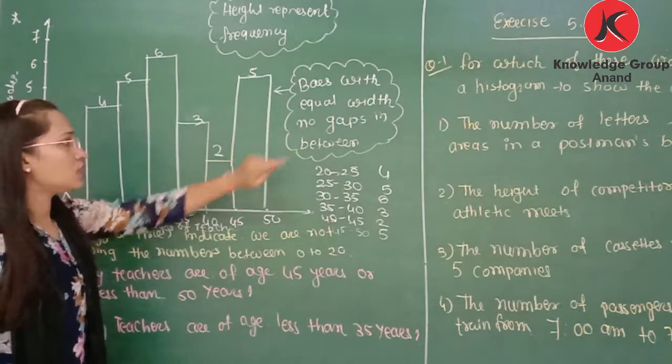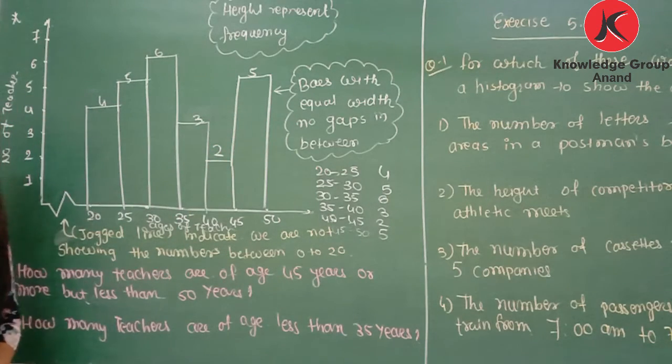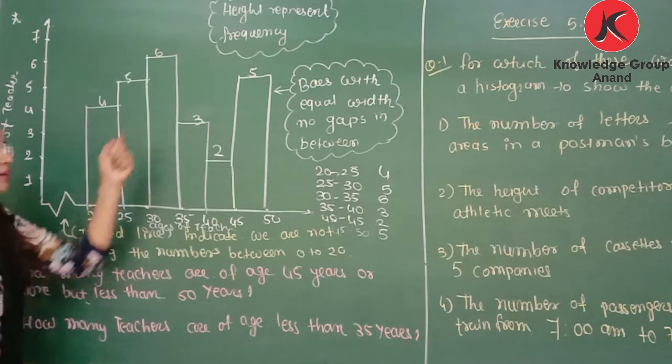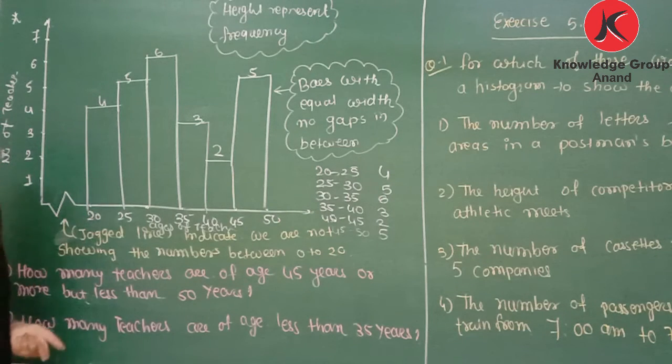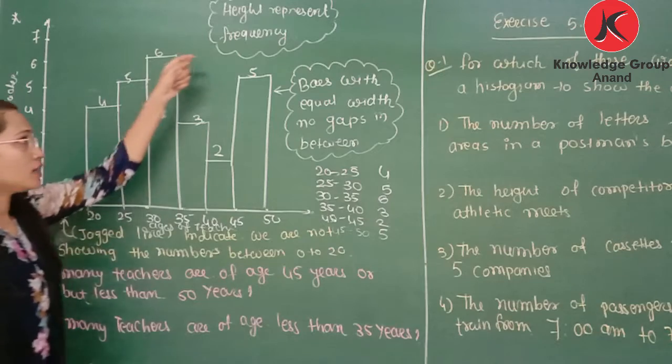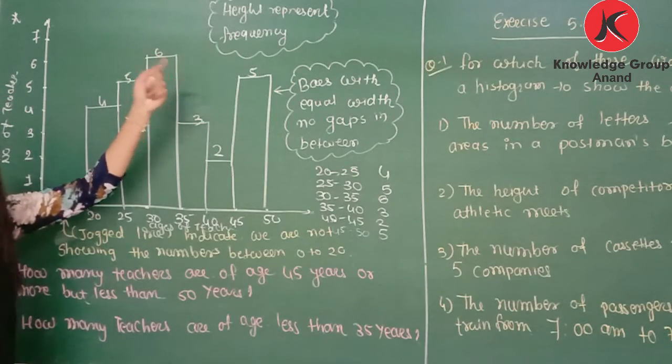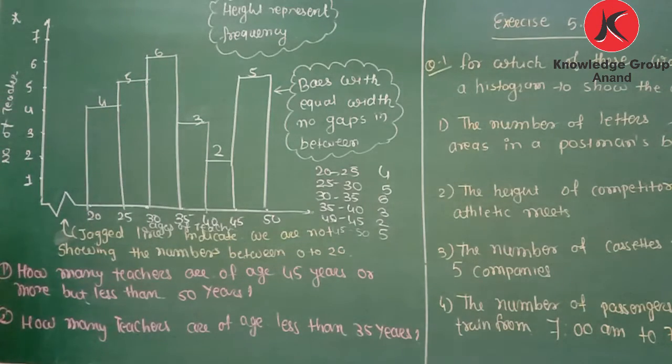Now, bars with equal width, no gap in between. So there is no gap between each bar. Now next, height represents the frequency. Now in this example, frequency is what? Number of teachers. So here height represents frequency, and frequency is the number of teachers for this example.